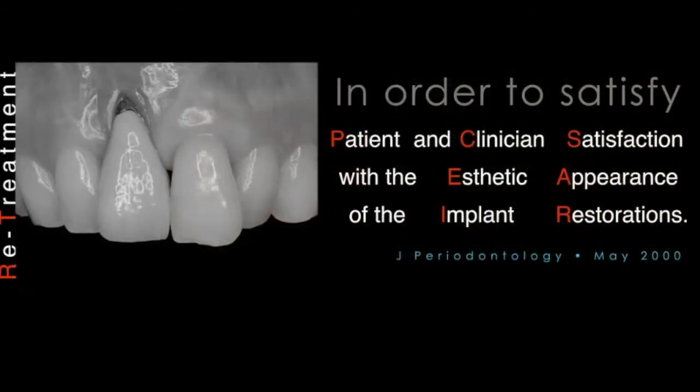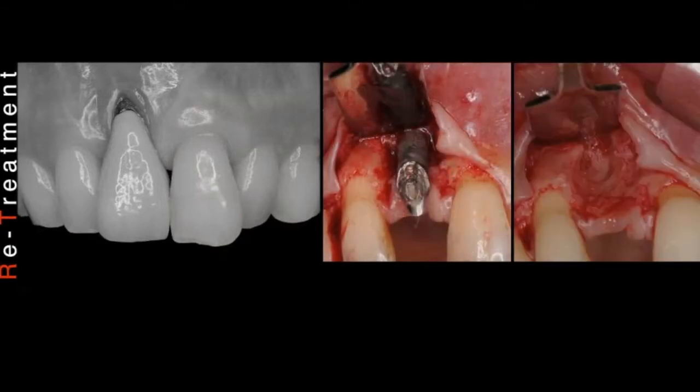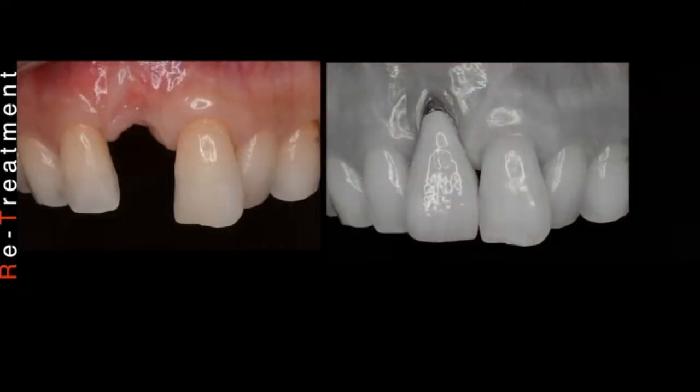So we talked about this last time. In order to satisfy patient and clinical satisfaction in the aesthetic appearance of the implant restoration, you have to take those 4 dimensions into consideration. Why? Because if the patient's not happy, or if the clinician's not happy, what you need to do is come back, remove those implants that are not placed properly, and rebuild the bone in order to gain tissue again.